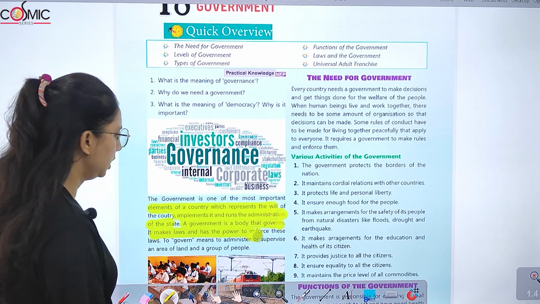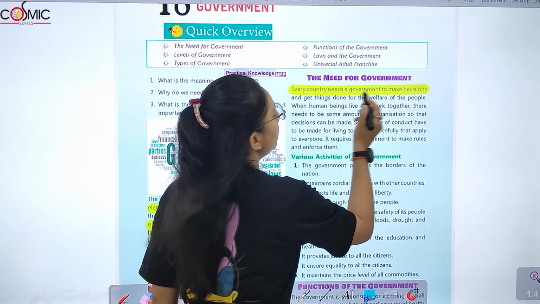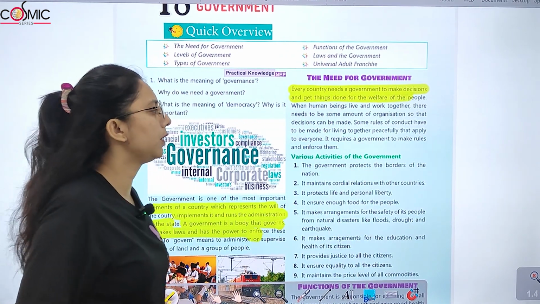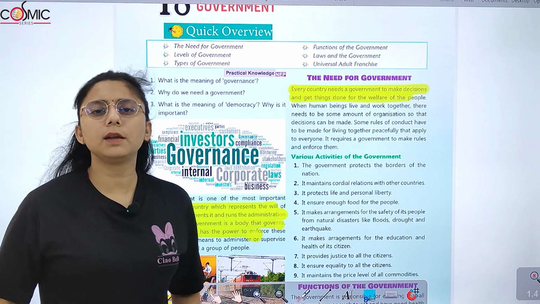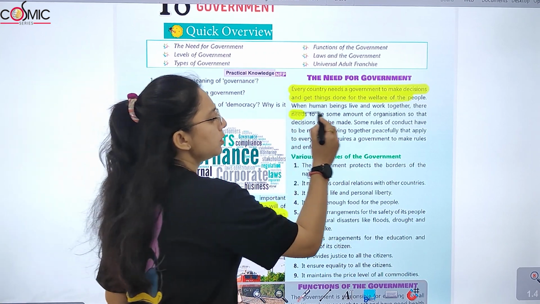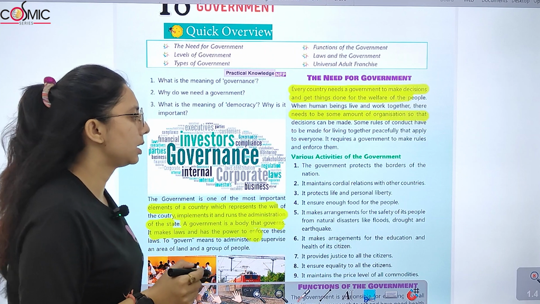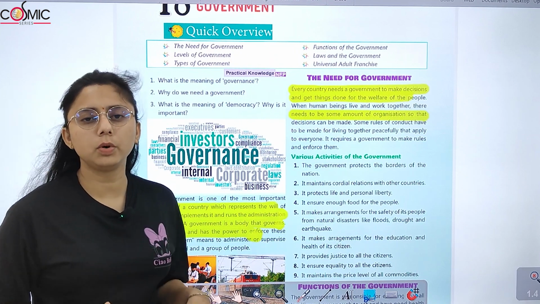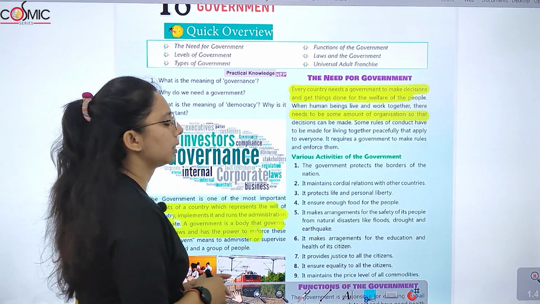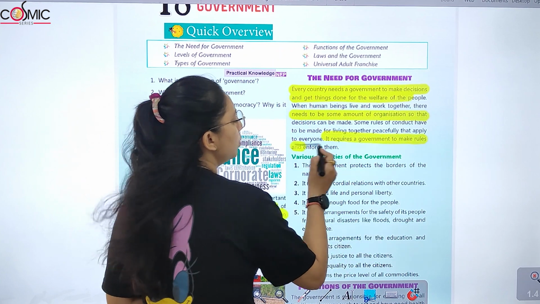Next is the need for the government. Why do we need government? Every country needs government to make decisions and get things done for the welfare of the people. When human beings live and work together, there needs to be some amount of organization. Some organization will be needed for us to do things. It requires a government to make rules and enforce them.